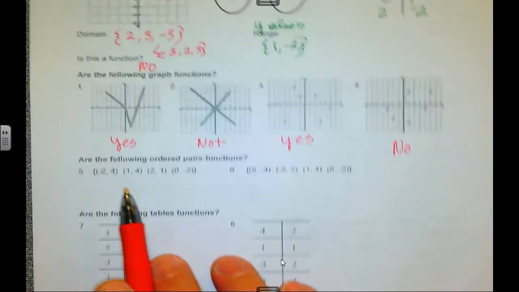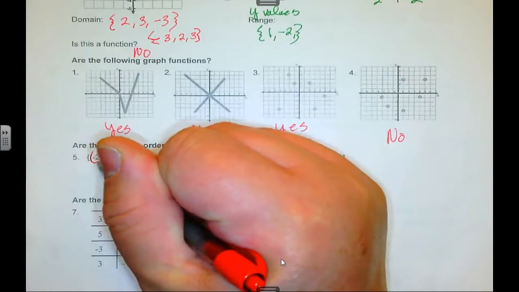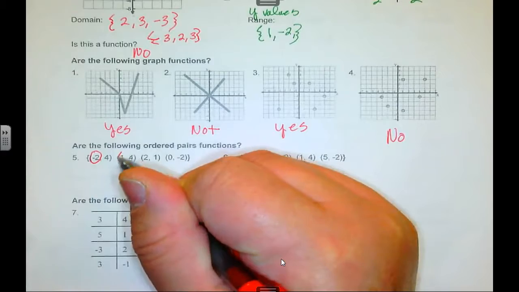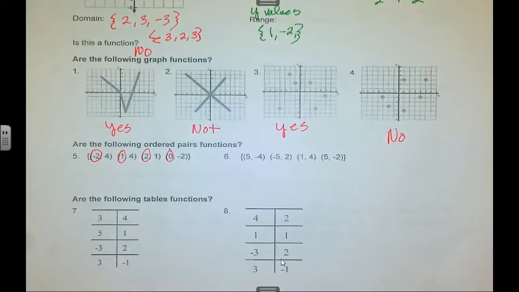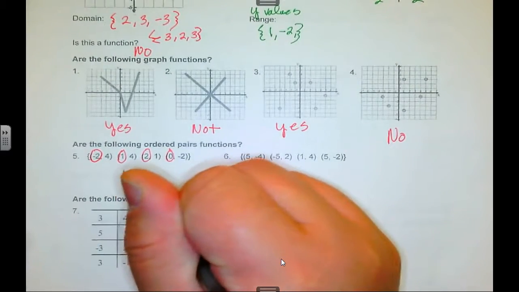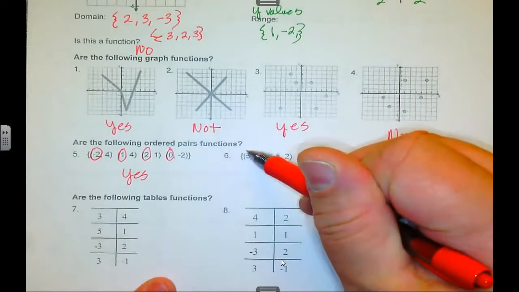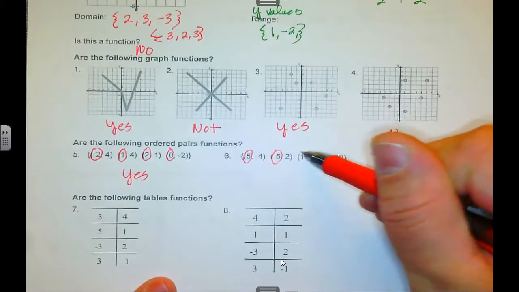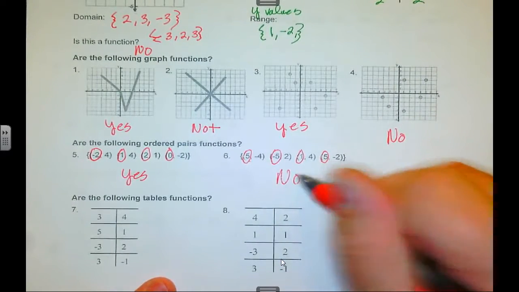Okay. Now, number 5 and 6, look for the same x values. In fact, if it helps, circle your x values. I got a -2, a 1, a 2, and a 0. Is that a function? Yes. But I'll tell you what, it's really easy to make a mistake on these. What about number 6? Not a function because it has 2 positive 5s. Good.